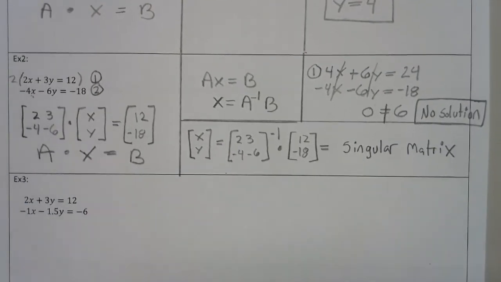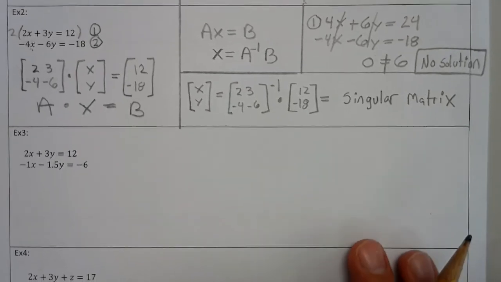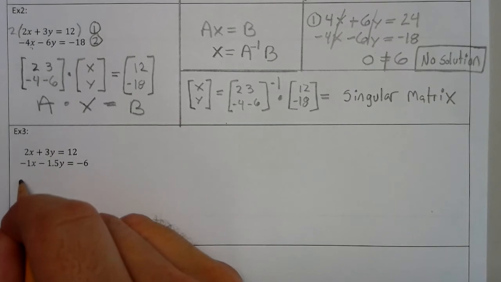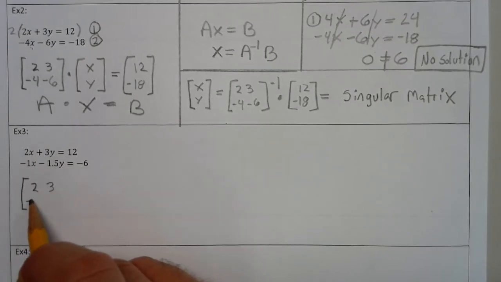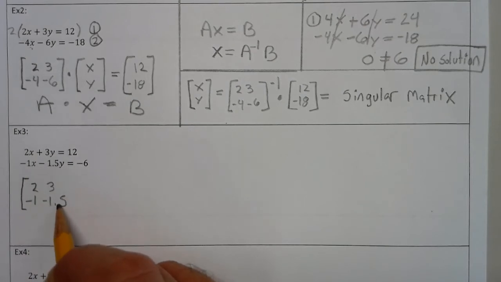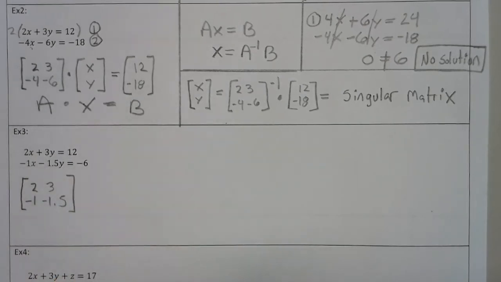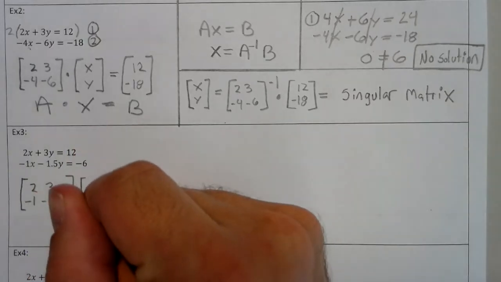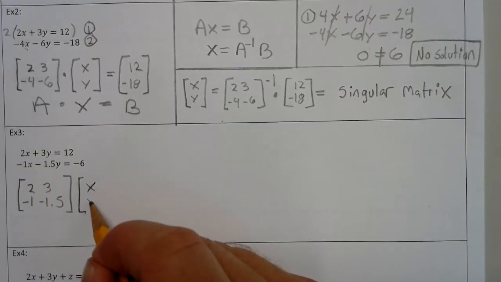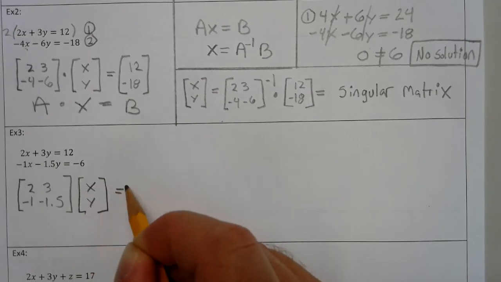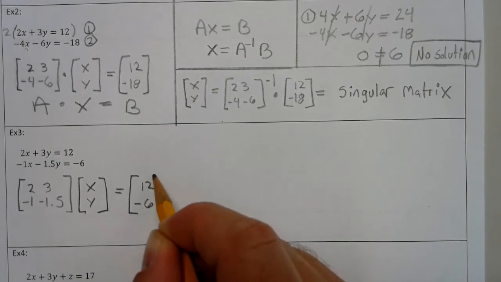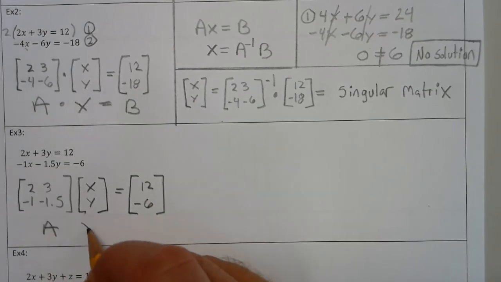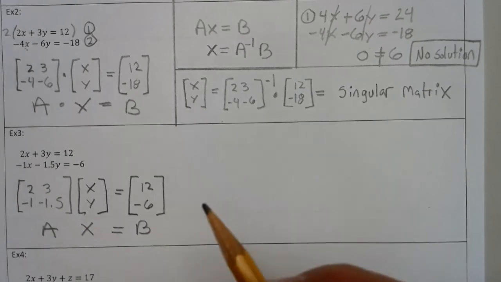All right, so finish up example 2. All right, let's look at example 3. Okay, so again, we know that matrix A is 2, 3, negative 1, negative 1.5, times, you don't actually have to put a dot if you need to write this, xy equals 12, negative 6. And again, that's A, x equals B.